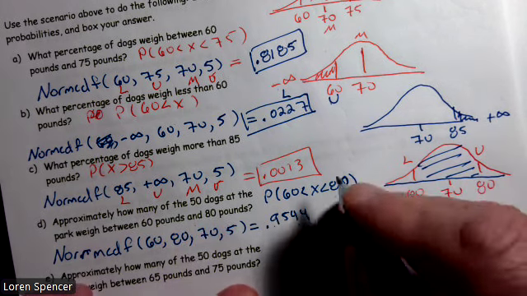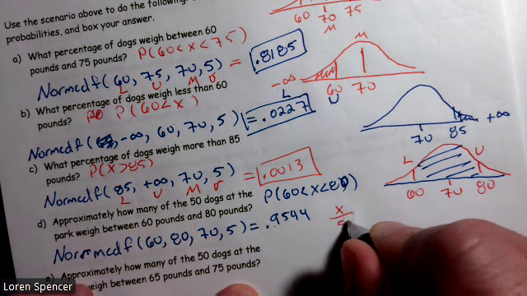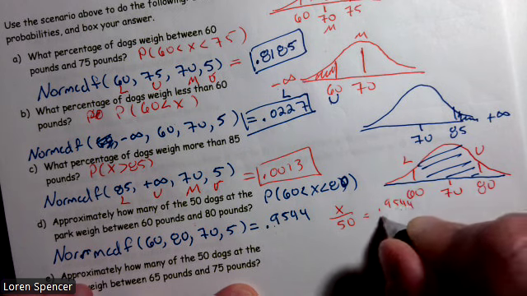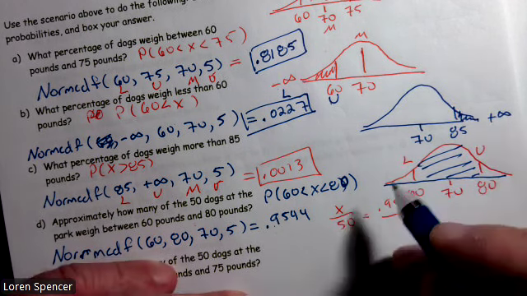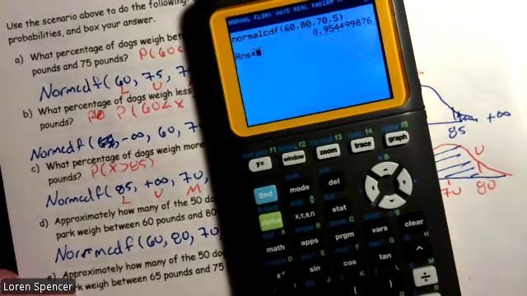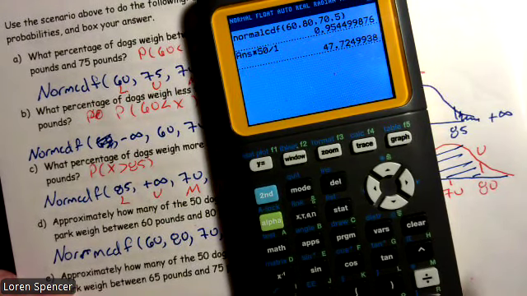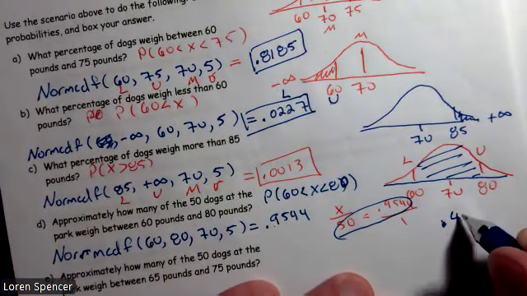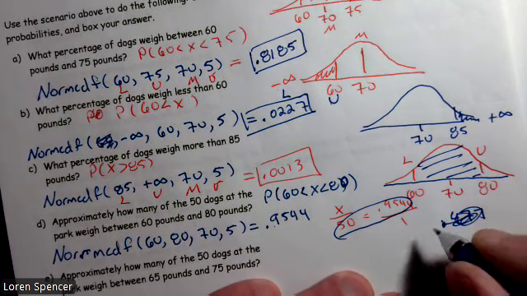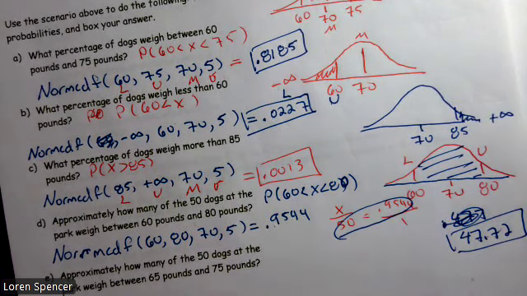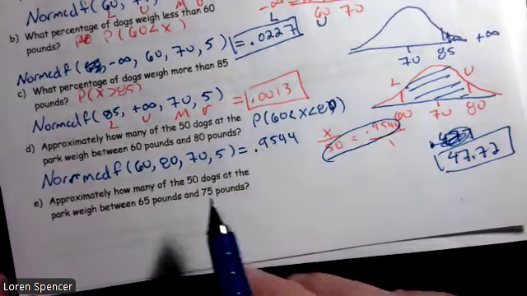And we have 50 dogs. So what's the proportion that X out of 50, so X over 50, equals 0.9544 over 1. So we're going to multiply these two values on the diagonal and divide by the third. So I'm just basically multiplying 50 times 0.9544 and dividing by 1. And I get about 47.72 dogs. So about 47.72 dogs weigh within that range out of the 50. That's most of them.